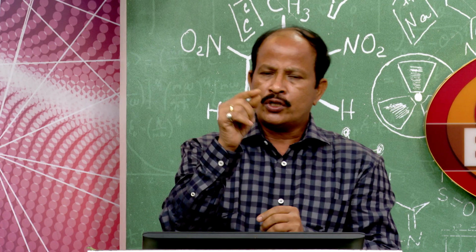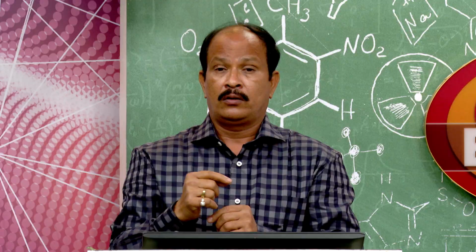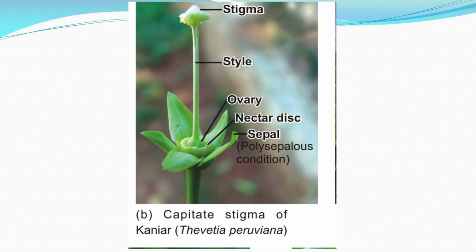Now, each carpel or pistil has 3 parts. The uppermost part is the stigma, which is projected beyond the flower, and it is the site to which the pollen lands, the site to which pollen binds. So, it is the pollen landing surface, and the basal part of the carpel is the ovary.